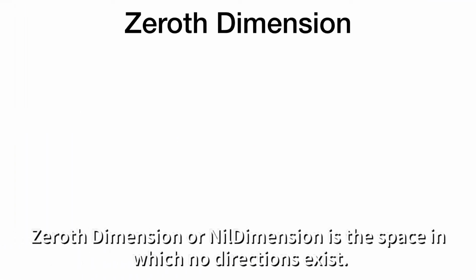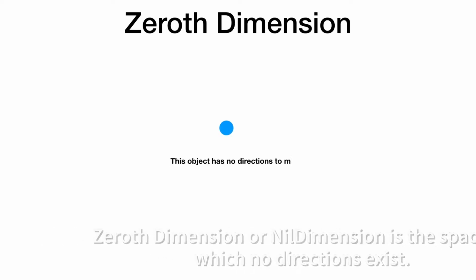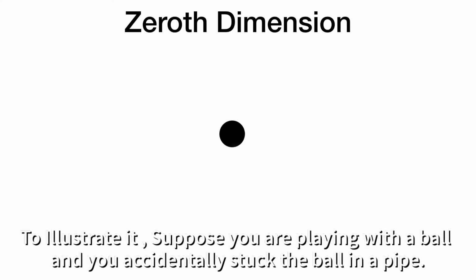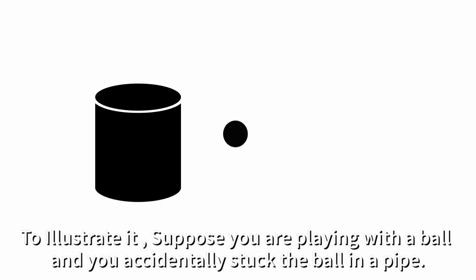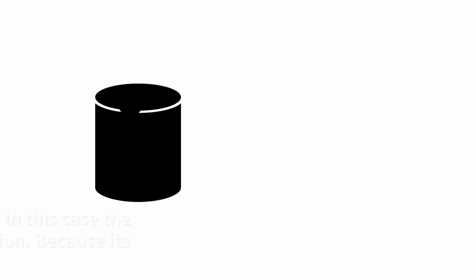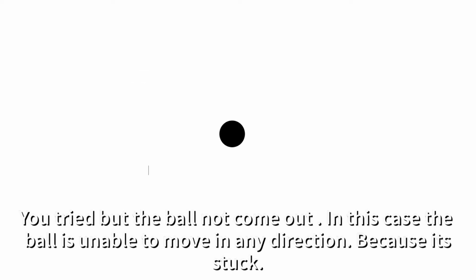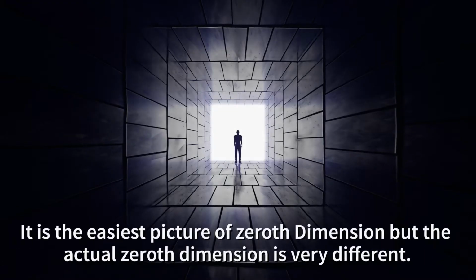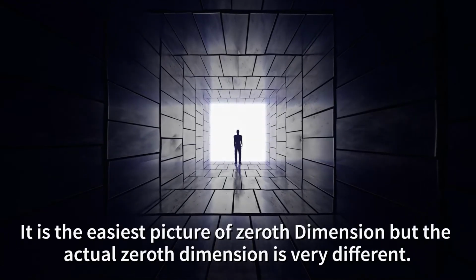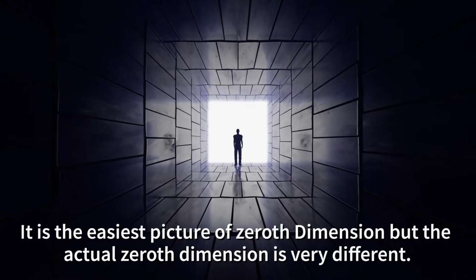Zero dimension or nil dimension is the space in which no direction exists. To illustrate it, suppose you are playing with a ball and you accidentally stuck the ball in a pipe. You tried but the ball did not come out. In this case, the ball is not able to move in any direction because it's stuck. It is the easiest picture of zero dimension, but the actual zero dimension is different.